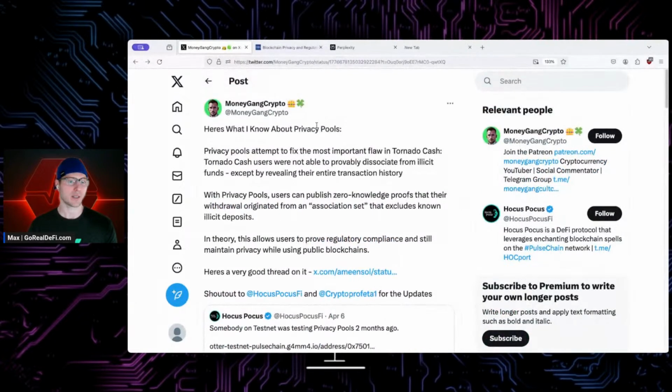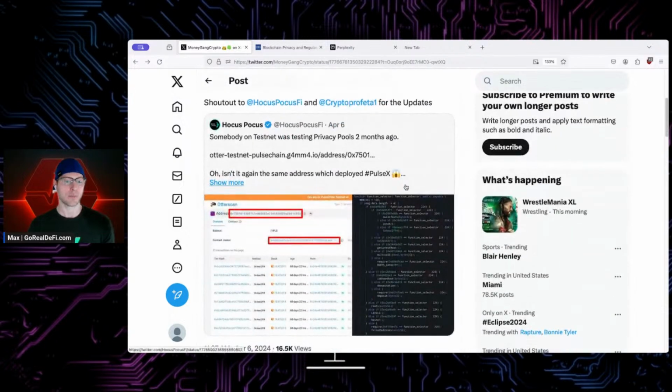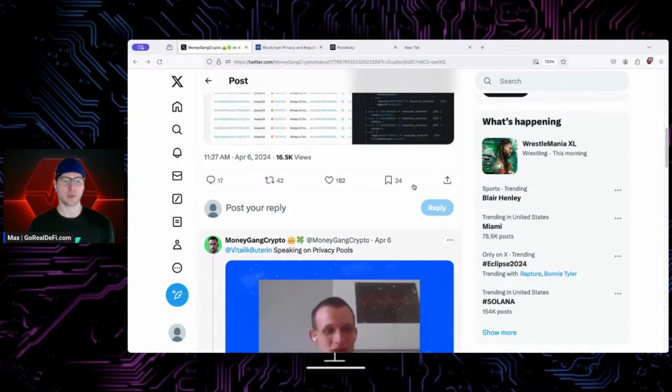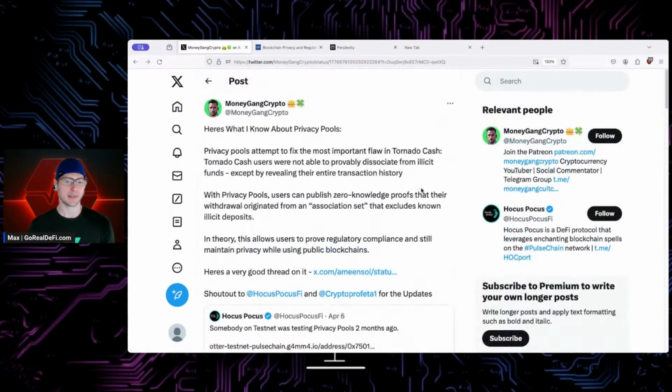Bunny Gang's talking about this here too. Here's what I know about privacy pools. Privacy pools attempt to fix the most important flaw in Tornado Cash: Tornado Cash users are not able to properly dissociate from illicit funds except by revealing their entire transaction history. Interesting concept. This is a pretty cool privacy thing, and it sounds like it's using zero knowledge proofs, which is some really cool tech, and who knows, it could maybe be improved by AI or some other advances we have going on too.